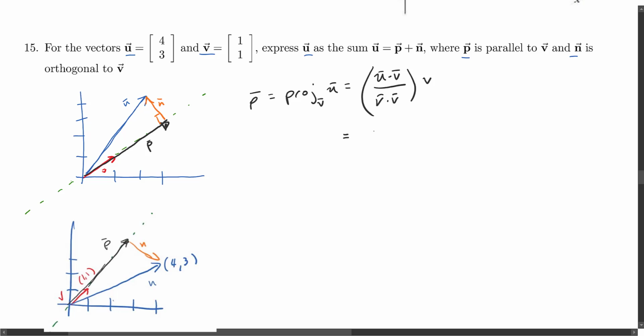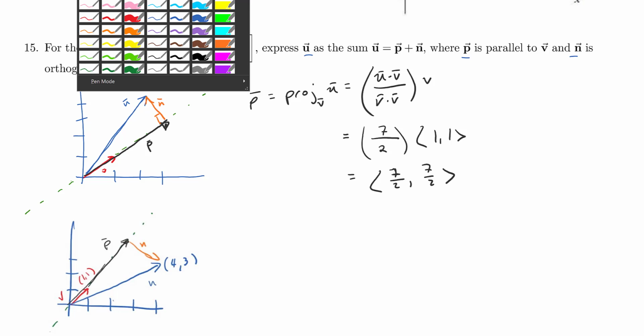So if we do that, let's see here. u dot v is 7, and v dot v is 2. 7 halves times our original vector v, 1, 1, and I went ahead and put it into angular vector notation. And so we get that vector p is the vector 7 halves, comma, 7 halves. And notice we see that, right?